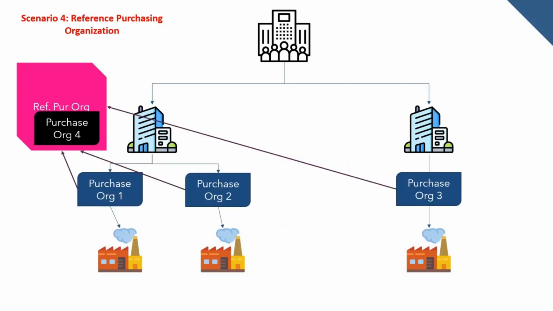Then we have the reference purchasing organization. This is the last scenario. This reference purchase organization, which is shown in the pink color, is like a centralized purchasing organization. And you have purchase org 1, purchase org 2, purchase org 3, just like sub purchase organizations. These are going to purchase the material with reference to the bigger one, which is the pink color shown there. It's a centralized purchase organization, and they purchase with reference to that. That's why it's called a reference purchase organization.